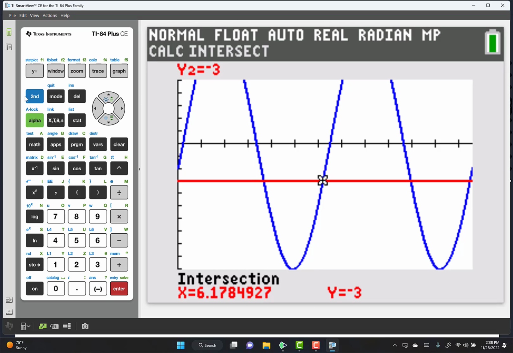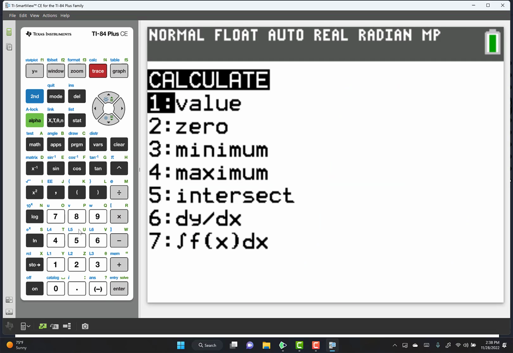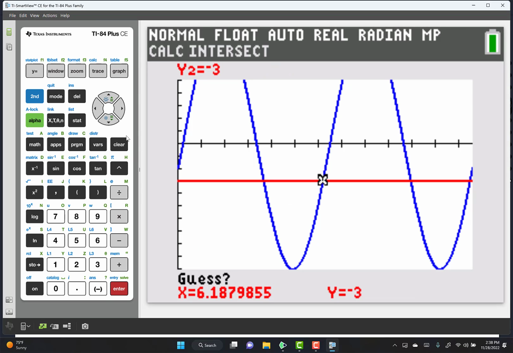And we're going to do the same thing, guys. Second, calculate, number 5. Enter, enter. And then I'm going to scroll to this third one right here. And there it is, 9.92947. Second, calculate, number 5. Enter, enter.